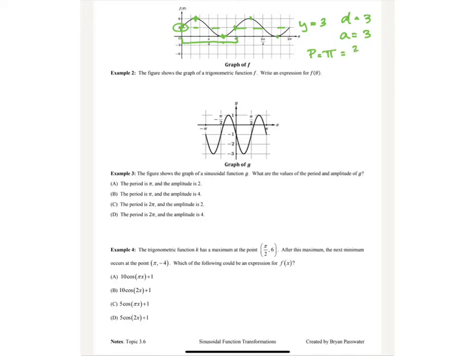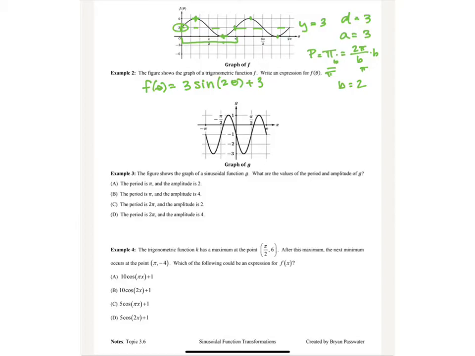Period is found by doing 2 pi over b. We need to solve for b. So feels like it's 2 again. You could multiply by b, divide by pi. B equals 2. Okay, so our function here, f of theta, is going to be 3 sine of 2 theta plus 3. Everybody okay so far?